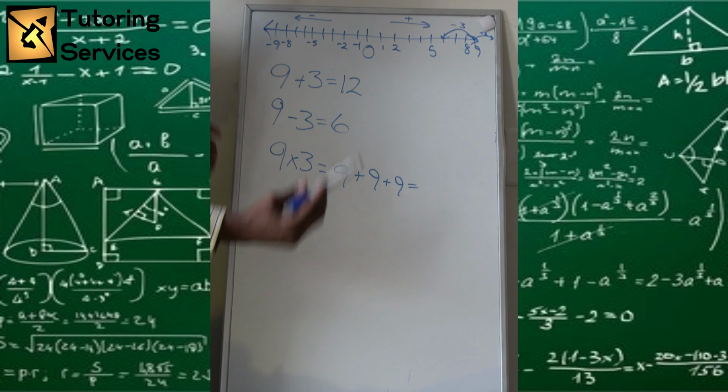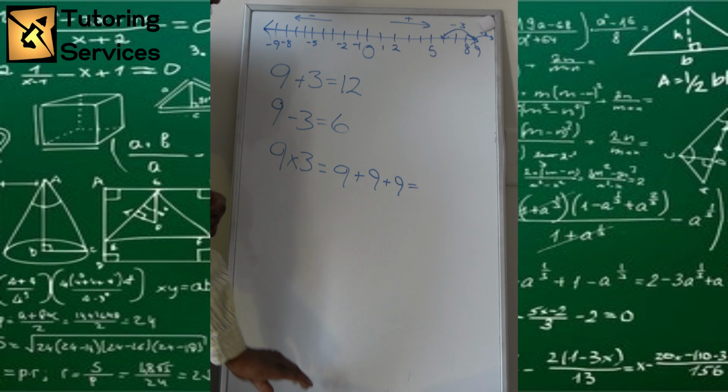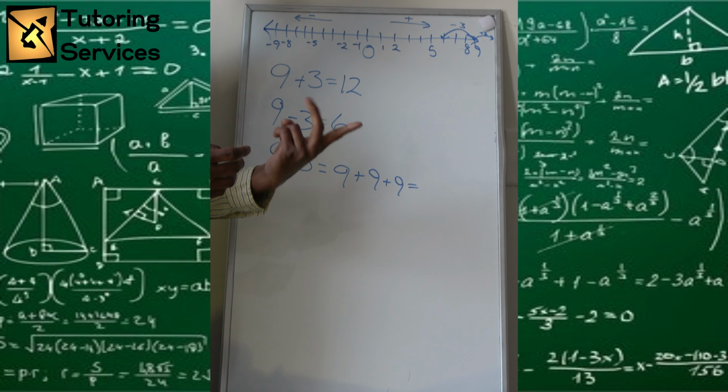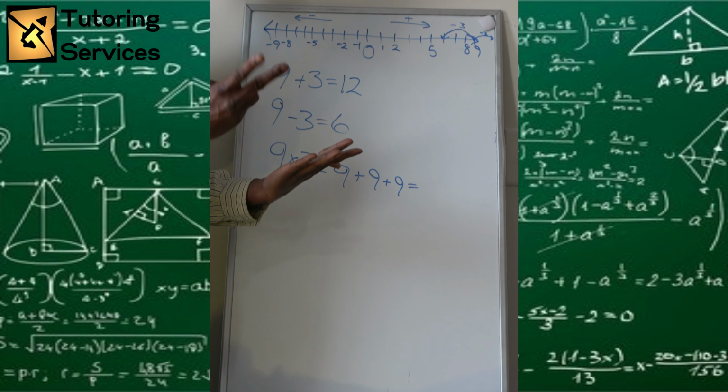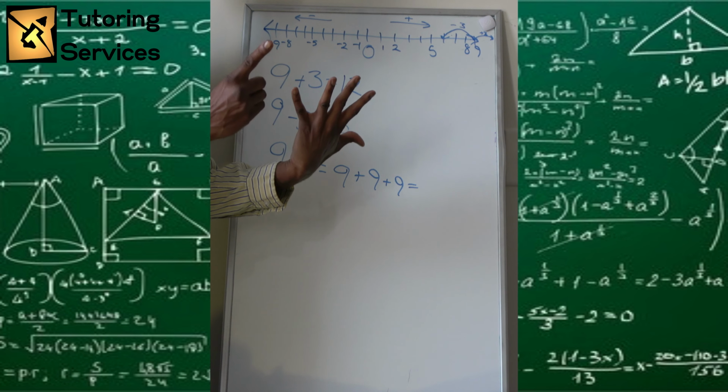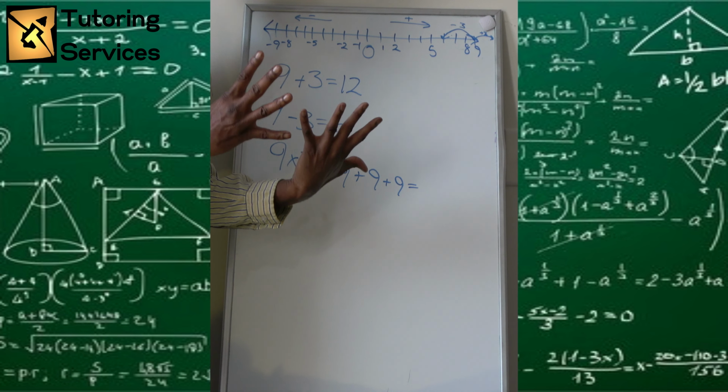count 9, and you count to another 9. You know these are 9 fingers, right? So you can start 9, 10, 11, 12, 13, 14, 15, 16, 17, 18. Then you count another 9. 19, 20, 21, 22, 23, 24, 25, 26, 27. So this is where we are with 9 times 3 equals 27.